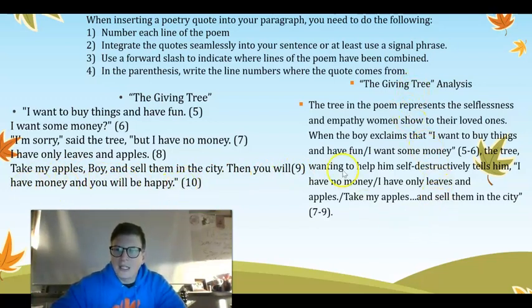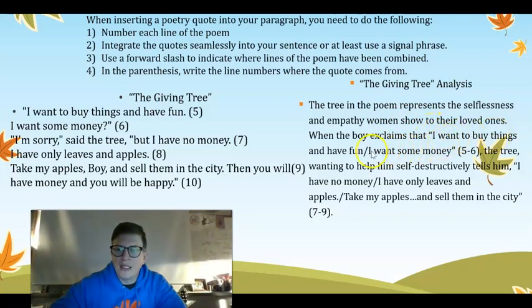So if I was writing about that here, this is how it would look. The tree in the poem represents the selflessness and empathy women show to their loved ones, period. When the boy exclaims that, quotation mark, I want to buy things and have fun, slash, I want some money, quotation mark, 5 through 6. Okay, so this quote is integrated into this sentence with when the boy exclaims that. If you notice right here, there is no comma after that. When you use the word that, you go straight into the quote.